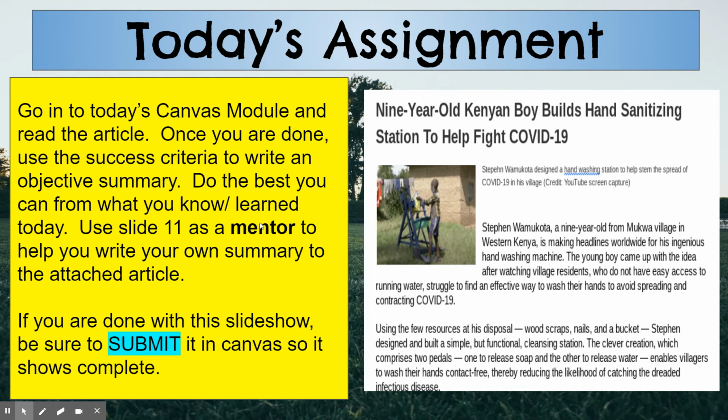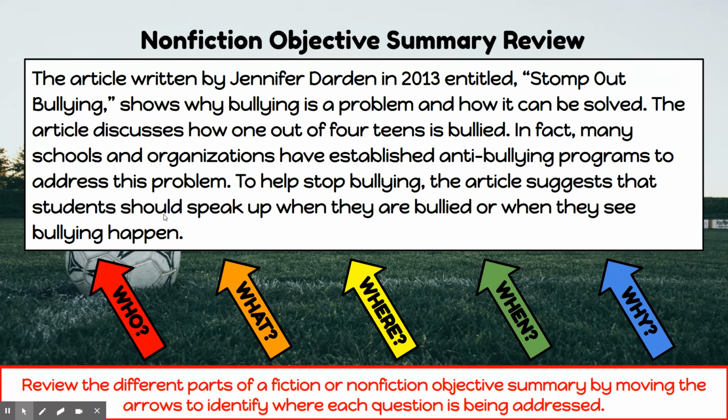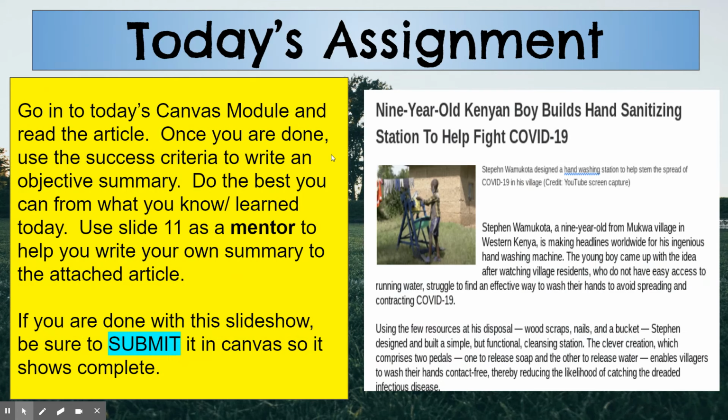An objective summary. If you go back through the slides, use slide 11 as a mentor, okay, to help you write your own summary. And this is what I'm talking about here. This is an objective summary written, and this is what yours should look like. Remember what we talked about when we were talking about mentor text, is using that as an example to imitate how the structure and the style is. So use this as an example if you are stuck and still don't know how to write one, okay?